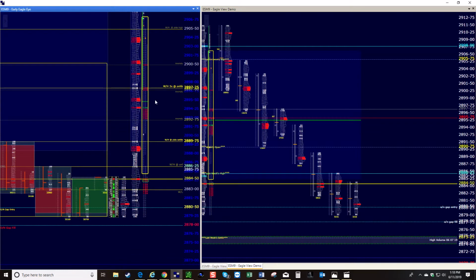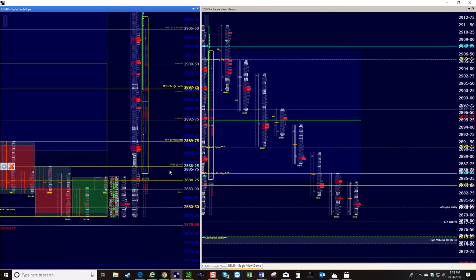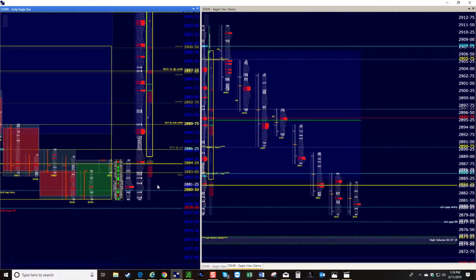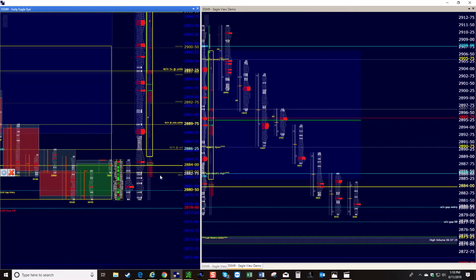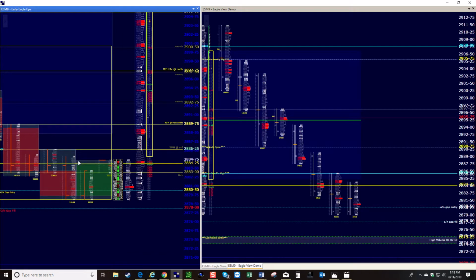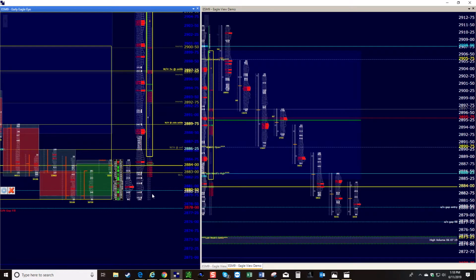Well, who do you think is shorting? It's daytime frame and short-term traders, right? So we know what they're thinking. We know what they want to do. So I'm going to monitor this trade.